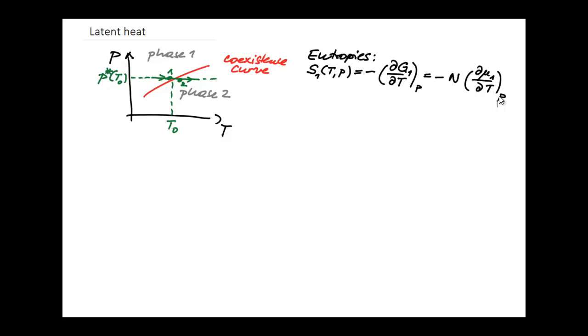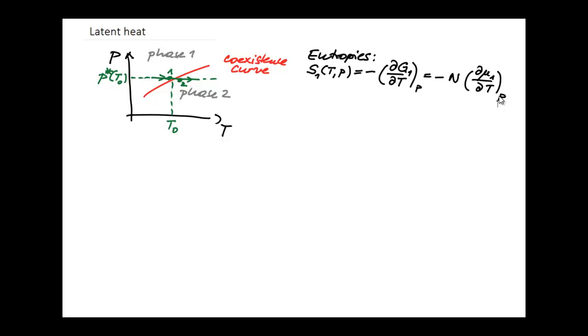Since we are still in phase 1, all particles are in phase 1, so the number of particles in phase 1 equals the total number of particles. So that's why I don't have N1 here, but I write N, the total number of particles. N1 equals N, the total number of particles.